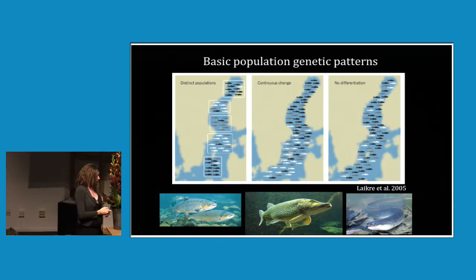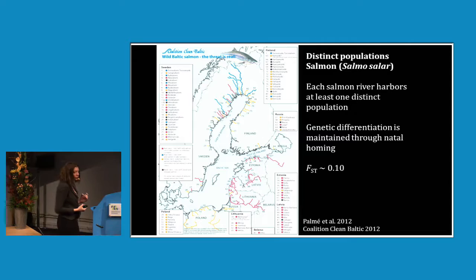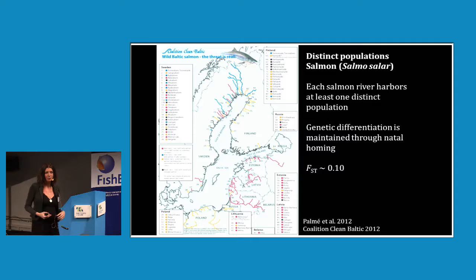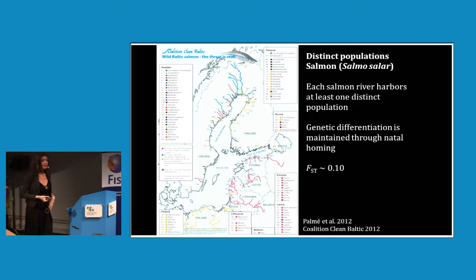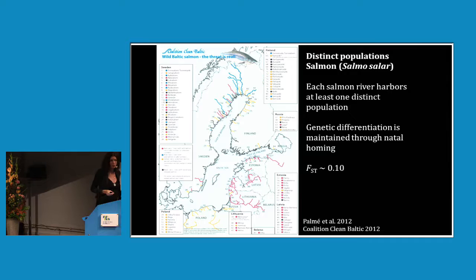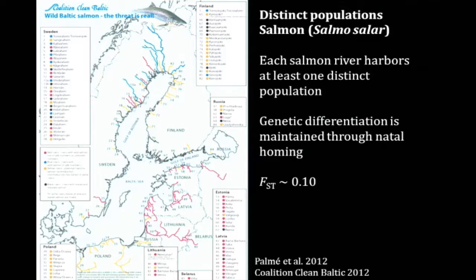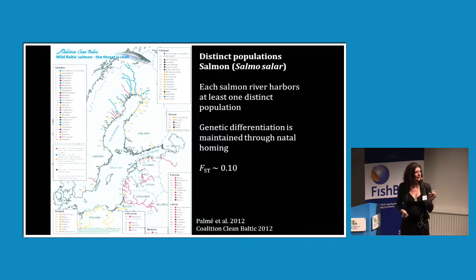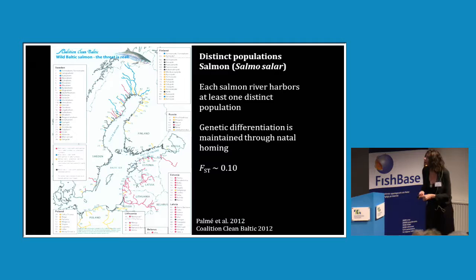But if we talk a little bit about the consequences of these three typical types of population genetic structure, we can think about the Atlantic salmon in the Baltic Sea. Here we have a very clear and strong population genetic structure where each salmon river harbors at least one genetically unique population. These populations are highly differentiated from each other. The reason is that salmon exhibit very strong homing behavior where they return to the natal stream to spawn, and the straying between streams is very low. Their homing is accurate. And what we see in the Baltic is an FST value of about 10% in salmon.